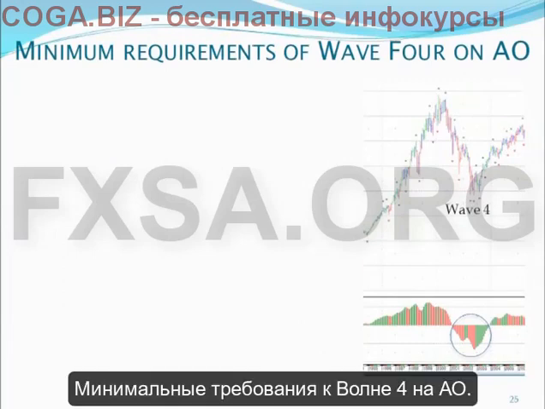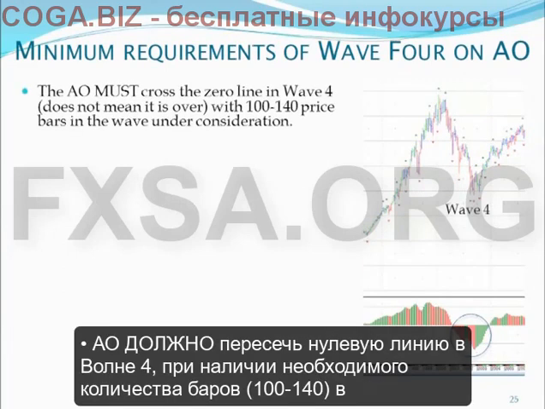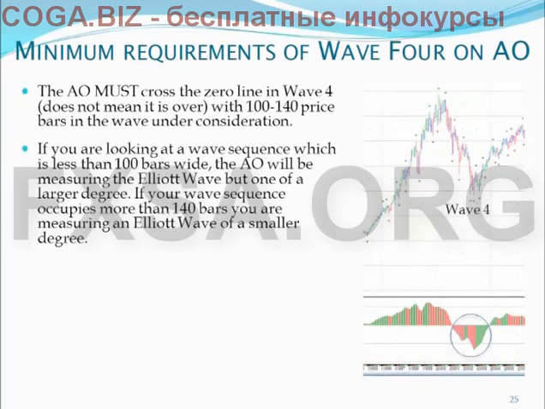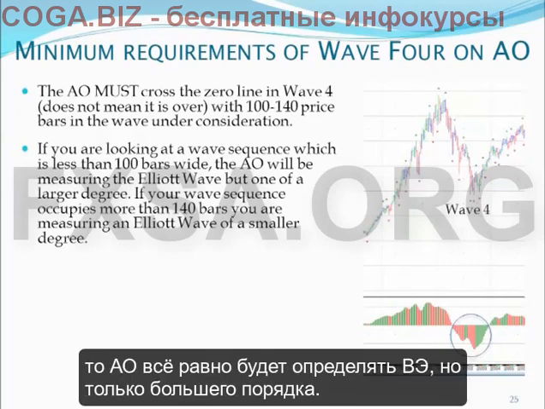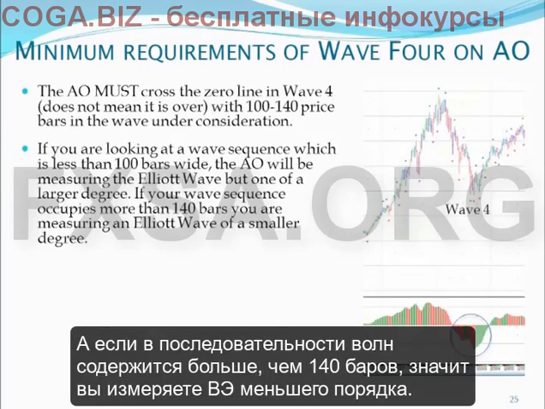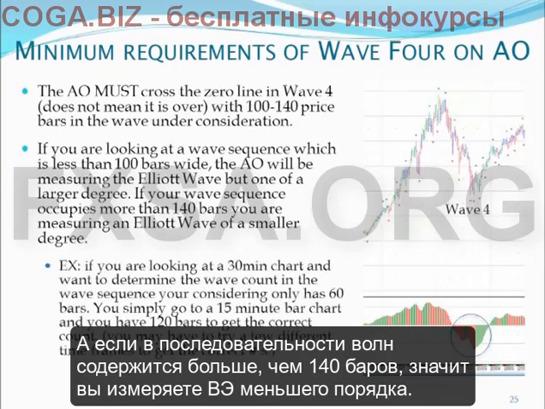Minimum requirements for wave 4 on the AO. The AO must cross the 0 line in wave 4 with the correct number of bars. That's the 100 to 140 for the wave under consideration. If you're looking at a wave sequence that's less than 100 bars wide, then you're going to be measuring an Elliott wave, but of a larger degree. And if your wave sequence occupies more than 140 bars, you're measuring an Elliott wave of a smaller degree.